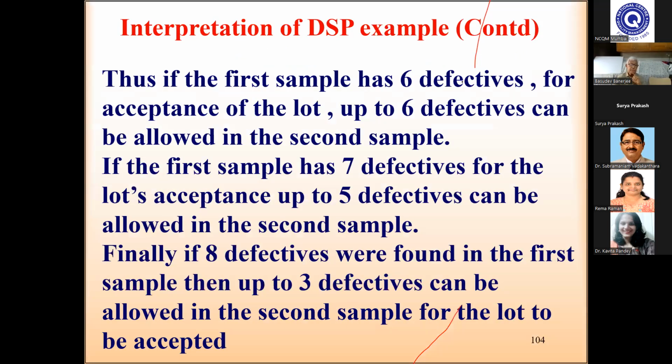This is actually the interpretation for the previous table. So read out this also. Thus, if the first sample has 6 defectives, for acceptance of the lot, up to 6 defectives can be allowed in the second sample. If the first sample has 7 defectives, for the lot's acceptance, up to 5 defectives can be allowed in the second sample. Finally, if 8 defectives are found in the first sample, then up to 3 defectives can be allowed in the second sample for the lot to be accepted. Okay, good.